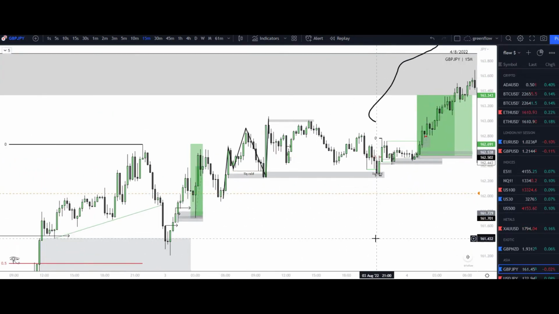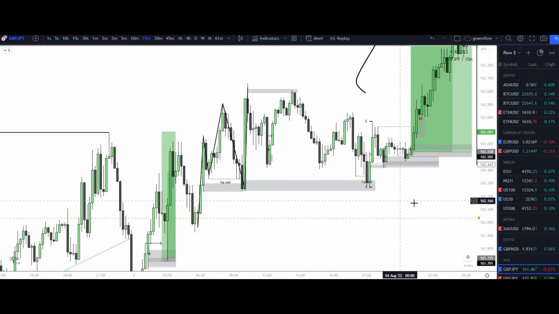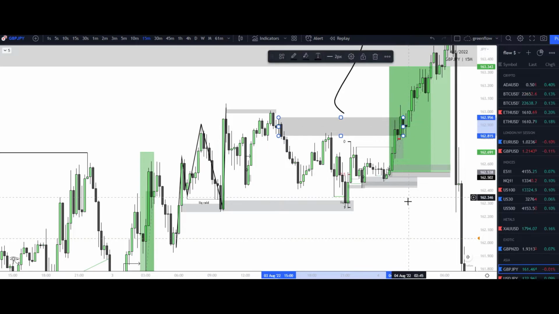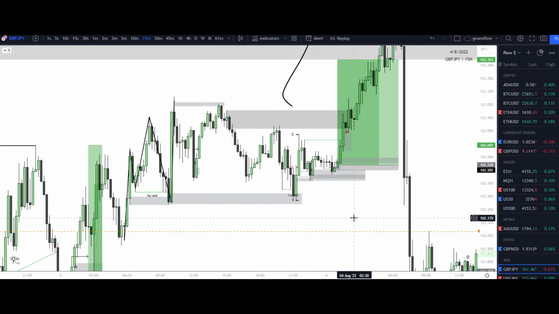Same exact thing, just like it was with gold. How many short traders do you think got into trades right here? Whether you're supply and demand, whether you're institutional, whatever it was, how many short traders do you think got into trades right here? Loads. And how do I see that? From all of these highs that are present right after this mitigation up here.